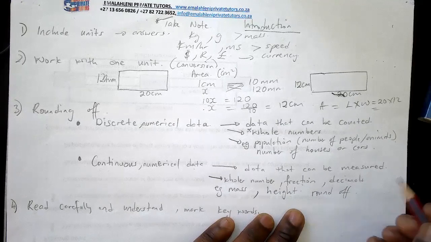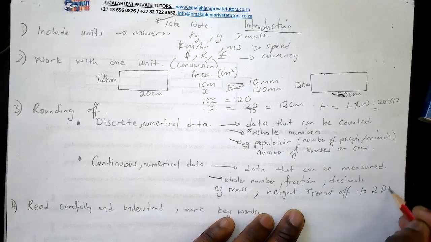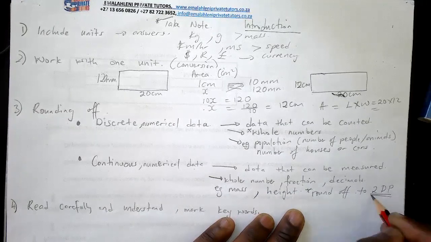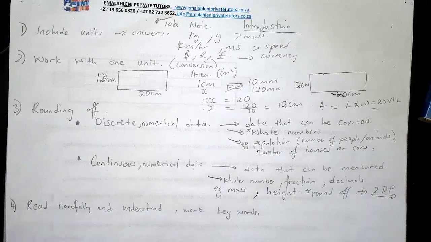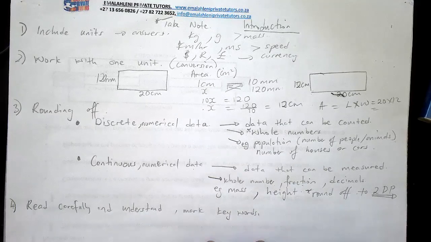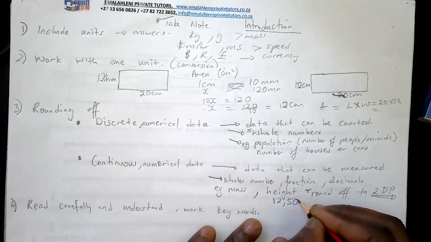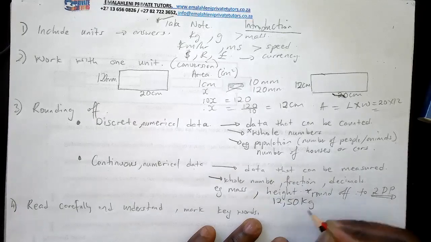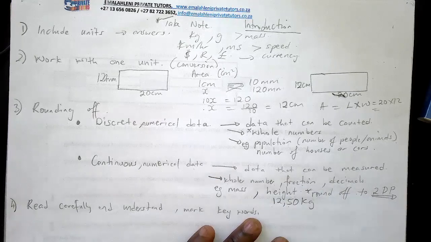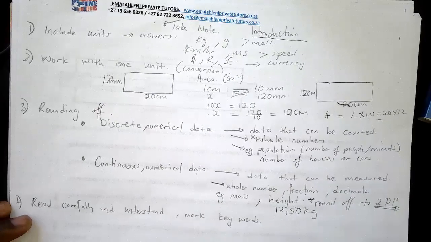This is the standard: round off to 2 decimal places. If it's not specified, you must always round off to 2 decimal places. So you must leave 2 numbers after the comma. For example, if it's 12,5, you say 12,50 kg, so that we have 2 numbers after the comma, which we call decimal places. Now, let's move on to the next one.